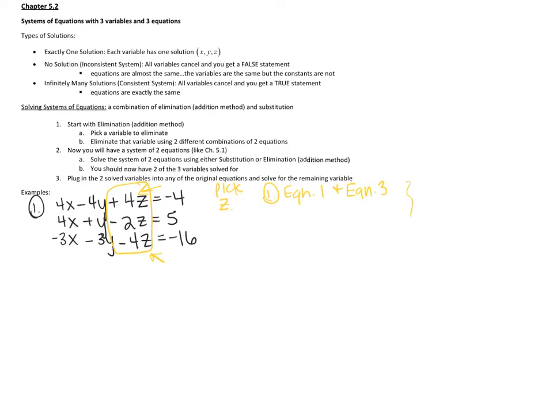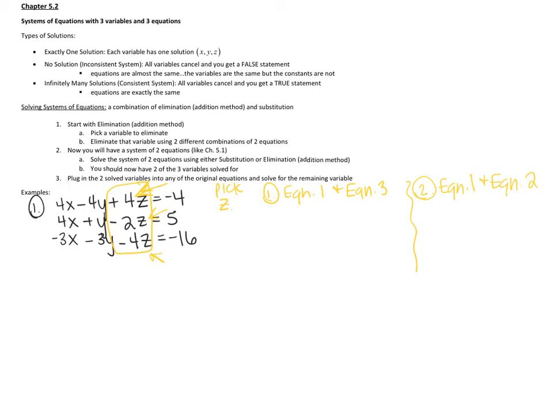Then my next combination is I'm going to pick, let's say, equation 1 and equation 2. Because I already have a positive and a negative, I just need to multiply by 2. So that's what I mean by we're going to eliminate the variable using two different combinations of two equations. Now that I've picked those combinations, I'm going to actually do what I said.